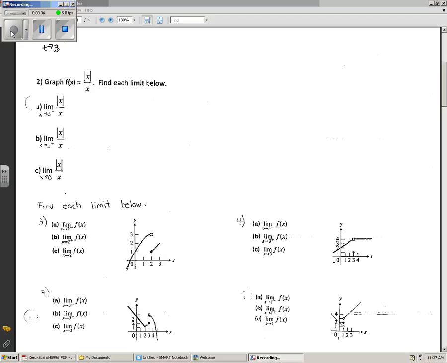Hi everyone, so today we're going to talk about one-sided and two-sided limits. We're going to jump right into a problem and look at the terminology and the concepts just using that problem. So let's look at number 2.